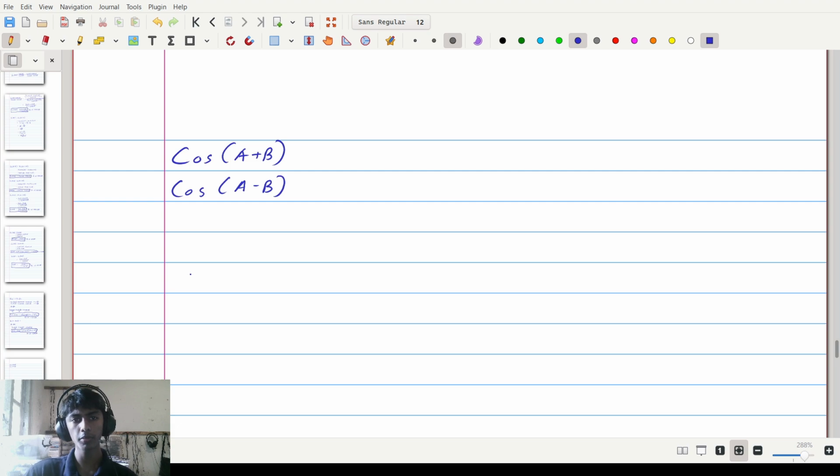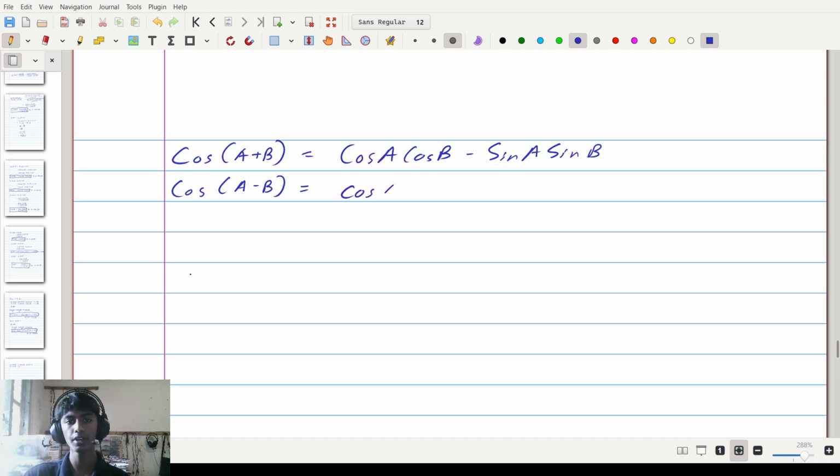So if you recall from above, we found that the cosine of A plus B is cosine of A times cosine of B minus the sine of A times the sine of B. And you'll also recall that the cosine of A minus B was found to be cosine of A cosine of B plus the sine of A times the sine of B, or you can say minus the sine of A times the sine of negative B, which is plus sine of A sine of B. So we have this. I'm going to call this equation number 3. I'm going to call this equation number 4.